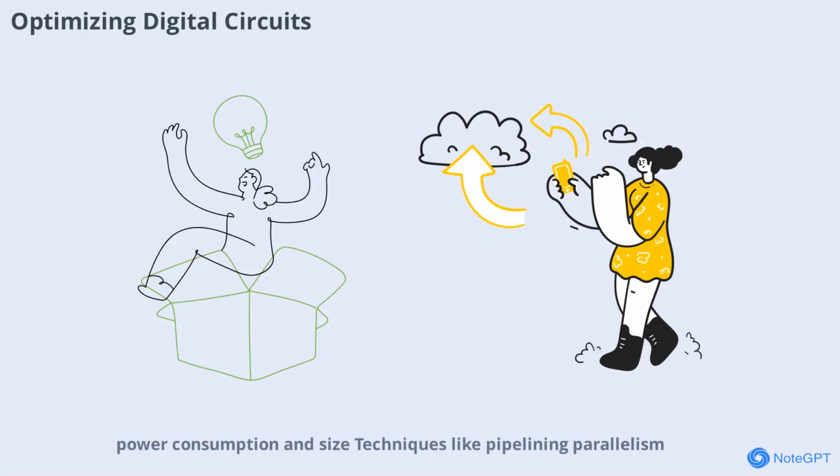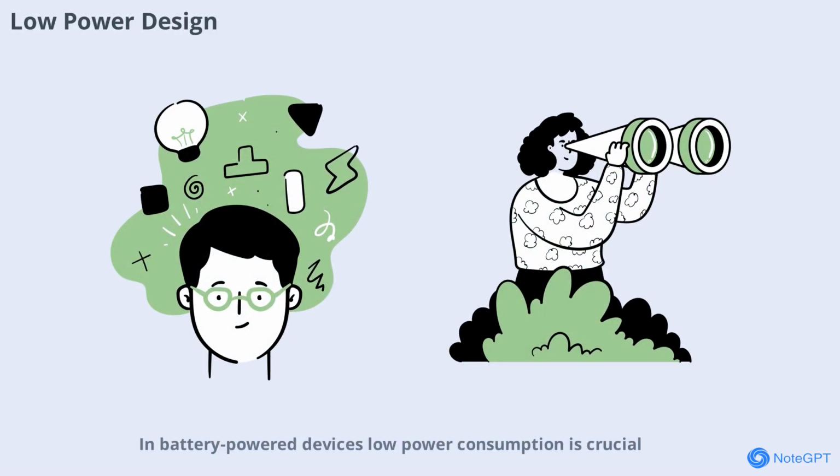Techniques like pipelining, parallelism, and advanced logic gate arrangements help achieve these goals. Optimized circuits are essential for modern devices, from smartphones to supercomputers. In battery-powered devices, low power consumption is crucial. Engineers design adders and subtractors to use minimal energy while maintaining performance. Techniques like clock gating and voltage scaling help reduce power usage, extending battery life in portable electronics.